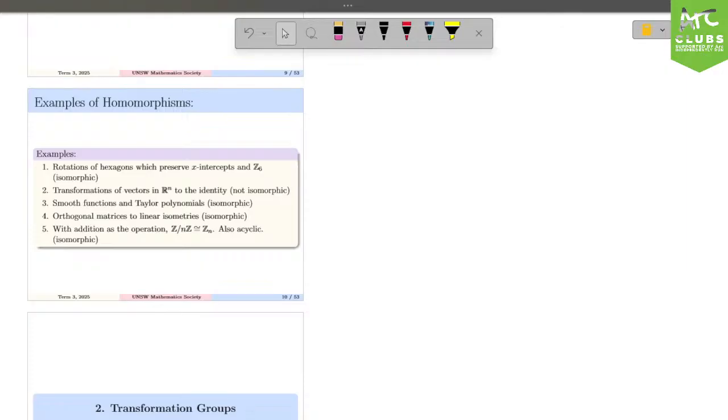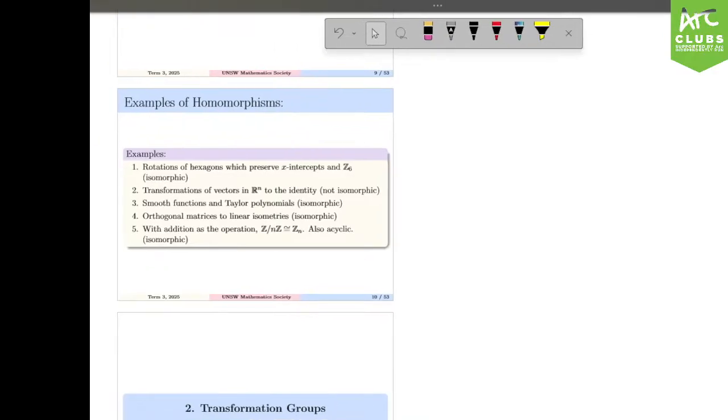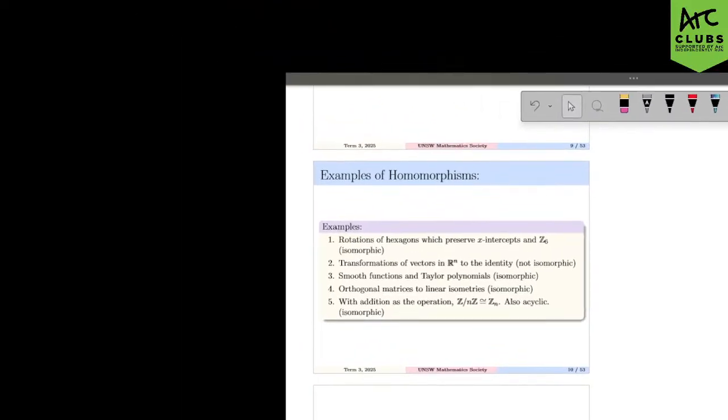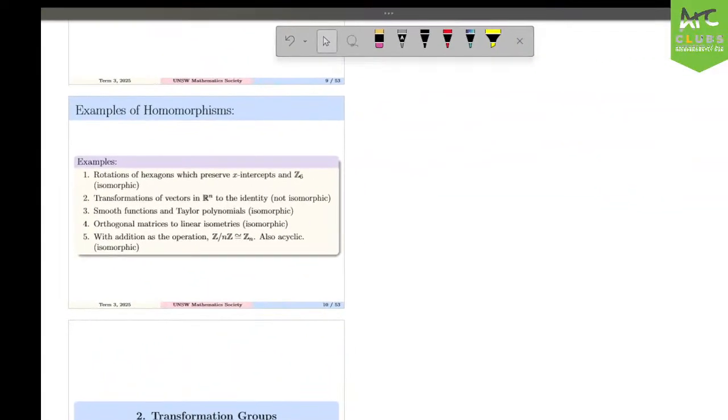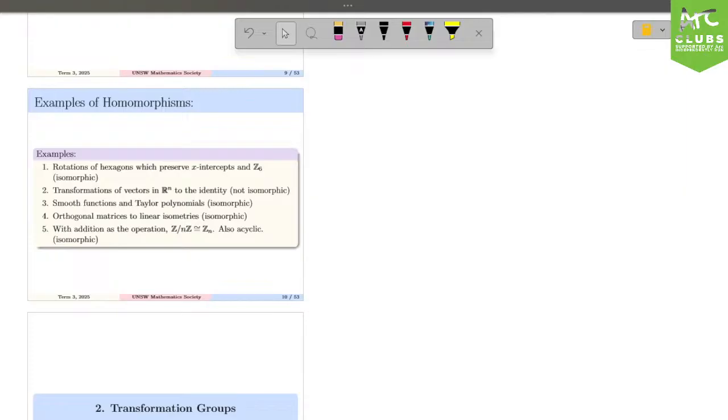Next, the transformation of vectors in Rn to the identity matrix. This is absolutely not isomorphic. What we're saying is every vector in Rn is mapped to the identity matrix. Now, this condition is honestly quite trivially fulfilled, because xy is another vector in Rn, as we know, closure under vector addition. So f of xy is equal to the identity. F of x is also equal to the identity, and f of y as well, and the identity times the identity is equal to the identity. So this is definitely not an isomorphism, absolutely not a bijection, but it is a homomorphism.